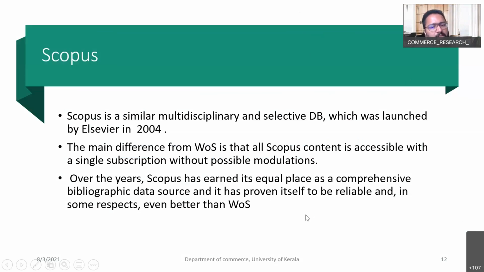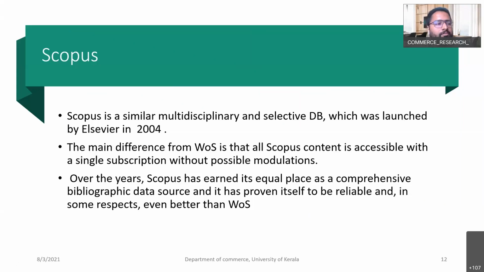So Scopus is a similar multidisciplinary and selective database, which was launched by Elsevier in 2004. The main difference from Web of Science is that all Scopus content is accessible with a single subscription without possible modulations. So you get Scopus in a single subscription. Over the years, Scopus has earned its equal place as a comprehensive bibliographic data source, and it has proven itself to be reliable and in some aspects even better than Web of Science.